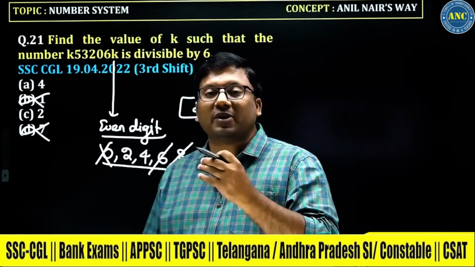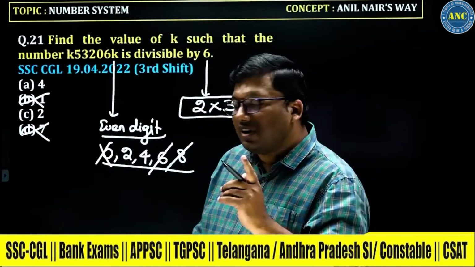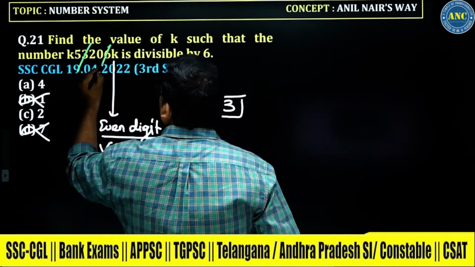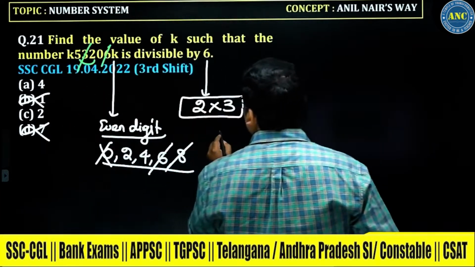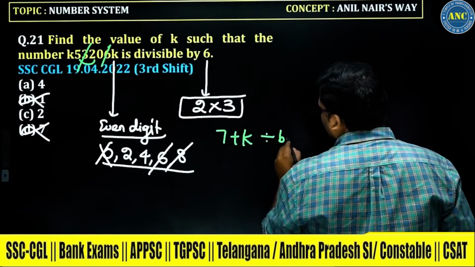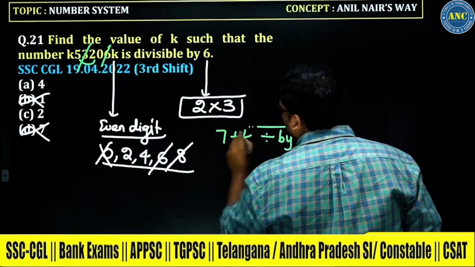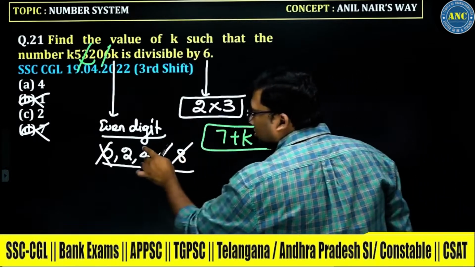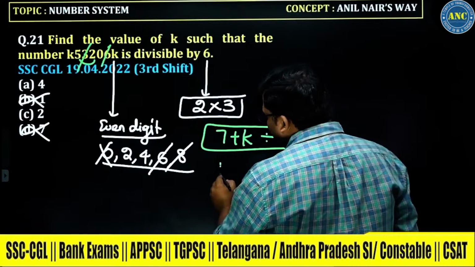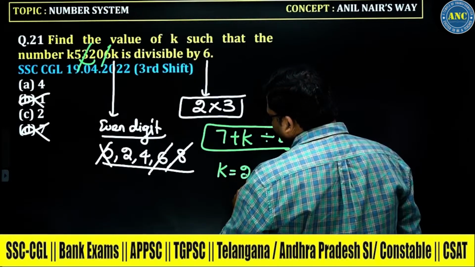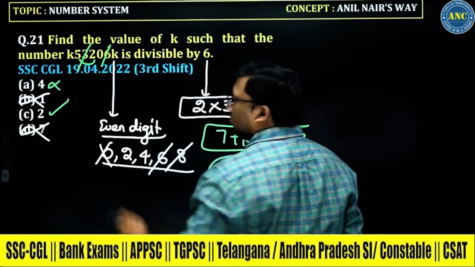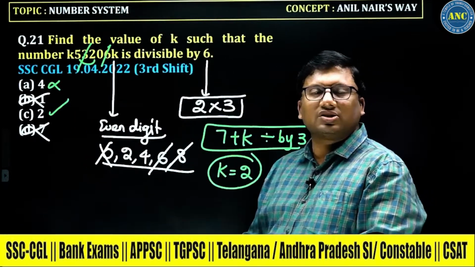For a number to be divisible by 3, the sum of the digits should be divisible by 3. That means 5 plus 2, 7. 7 plus K should be divisible by 3. 7 plus 2 is 9. 7 plus 4 is 11. That means K is 2, 7 plus 2, 9. 9 will be divisible by 3. Very good conceptual question.